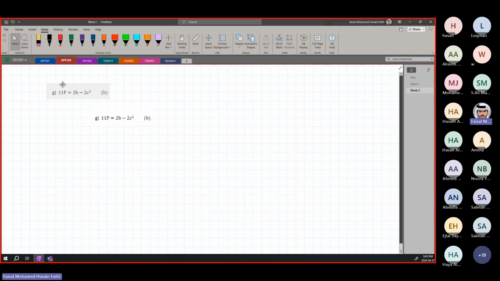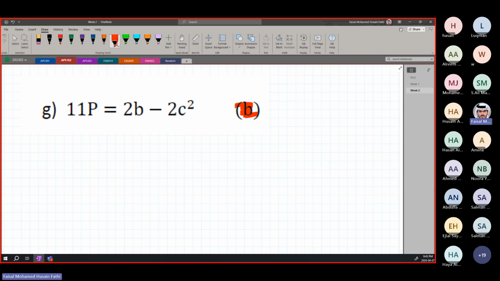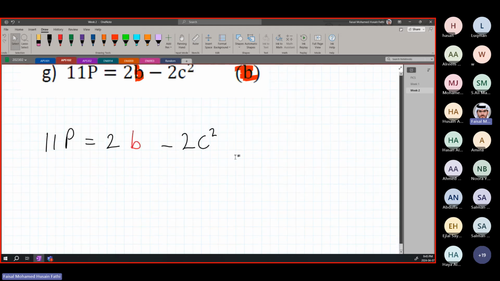Now, we are given this. 11p is equal to 2b minus 2c squared. Again, what is our subject? It's b. So we need the b to be by itself, not 2b, just the b itself to be on one side. So if I just rewrite this, 11p is equal to 2b minus 2c squared. So we want the b to be by itself on one side.